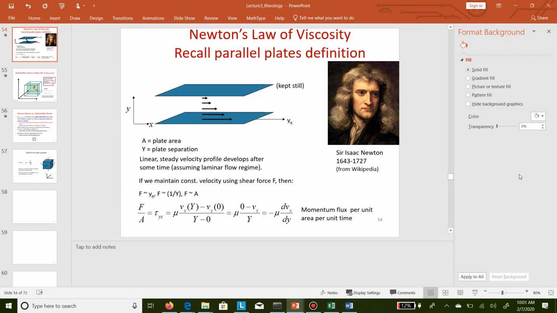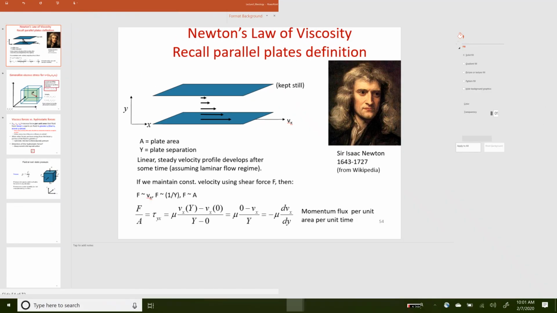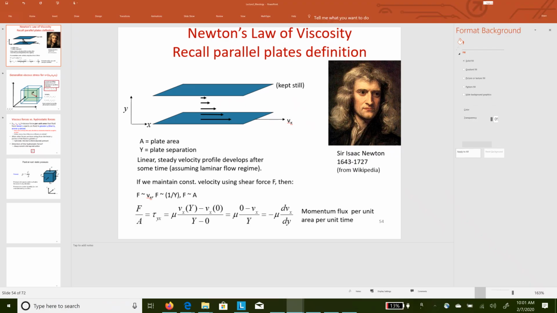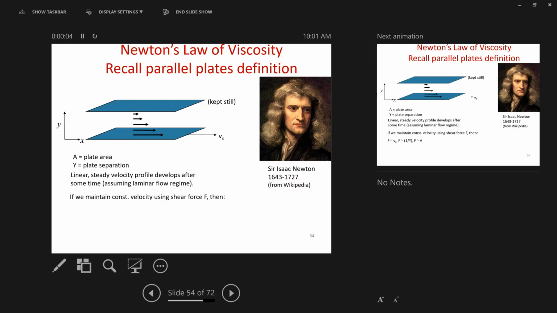And took it out. All right, so let's get busy generalizing our viscosity model. So today, we're gonna generalize this model for Newtonian viscosity. And always when defining things, it's always useful to have that parallel plate model in mind.